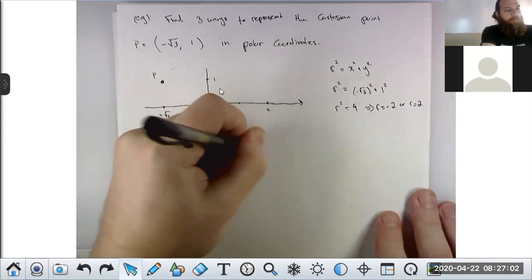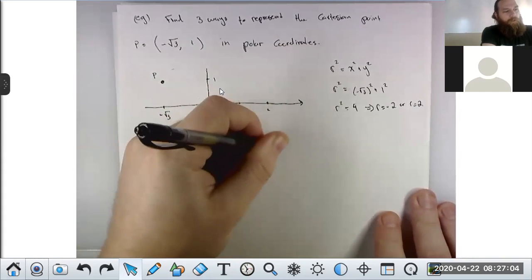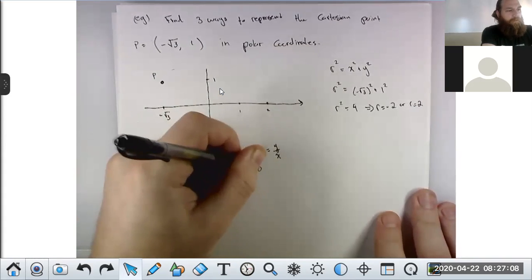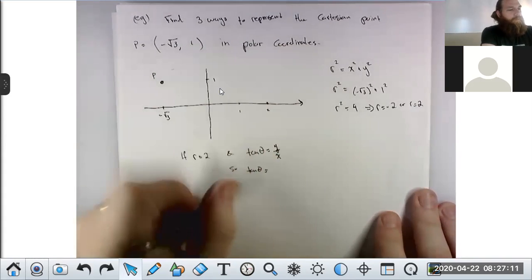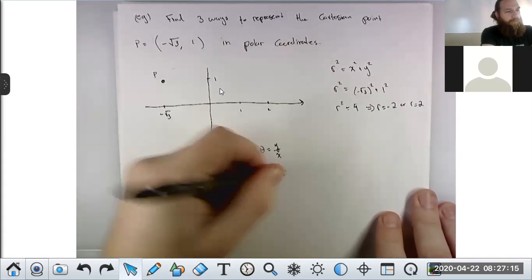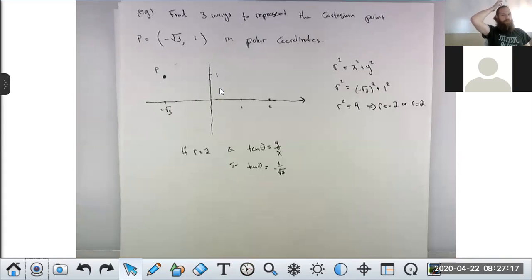Well, the tangent of theta is always y over x, right? So here, tan theta, y is 1, x is negative square root of 3, so it's negative 1 over the square root of 3. Can anybody tell me a theta value over there in quadrant 2 so that the tangent of that theta is negative 1 over the square root of 3? Think about your unit circle.